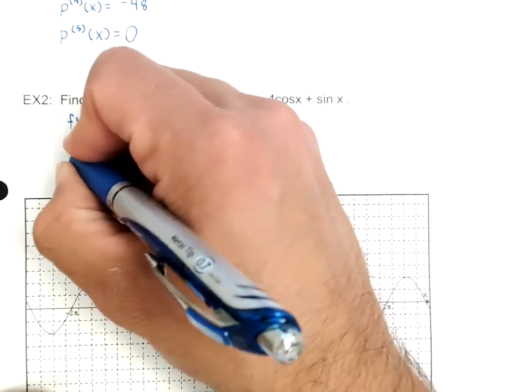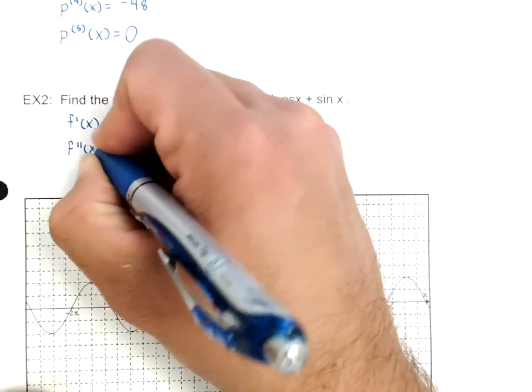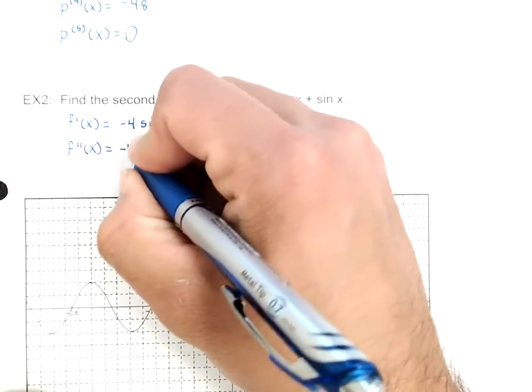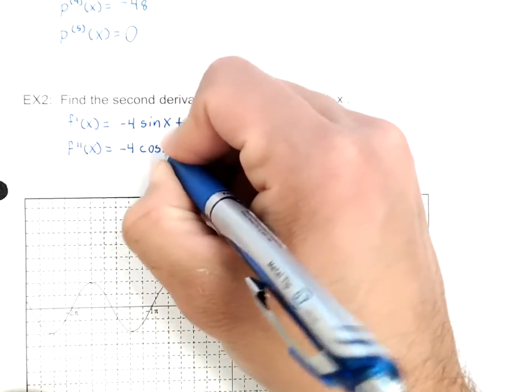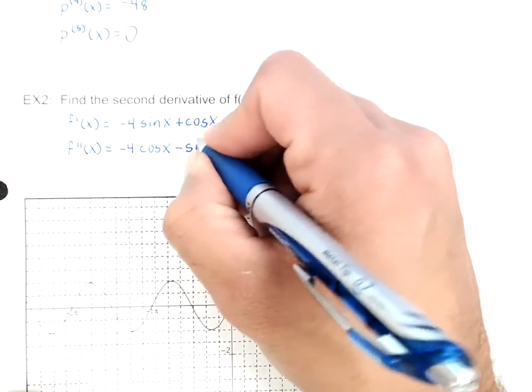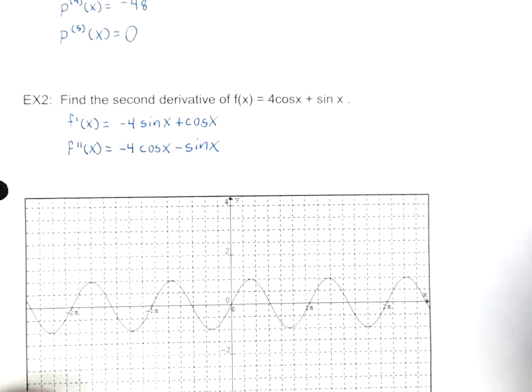Then if I take the second derivative, alright, I'm going to take the derivative of this. Derivative of sine is cosine, so this is going to stay as negative 4 cosine of x. And then this one right here is going to become negative sine. That's as simple as that. Okay.